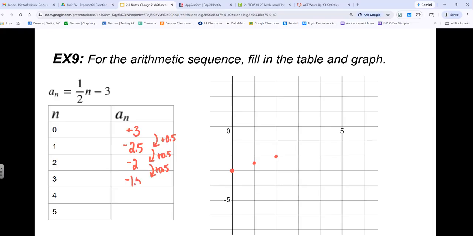So -1.5, -1, -0.5. So if we graph all of these here, I've got the points 3, -1.5, 4, -1, and 5, -0.5. Now, we don't fill in with a line on this one because for a sequence, it's just going to be the ones where you plug in those whole numbers. But we can still think of it like our y-intercept is -3. Our slope is 1/2. We're just not connecting the dots.